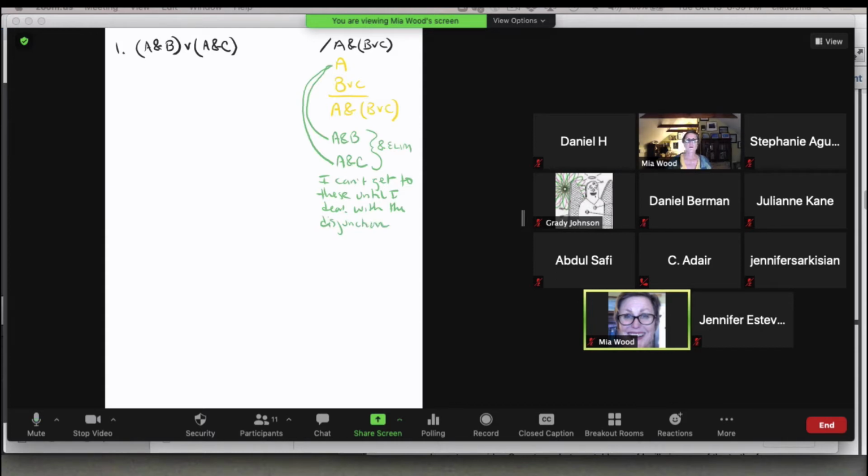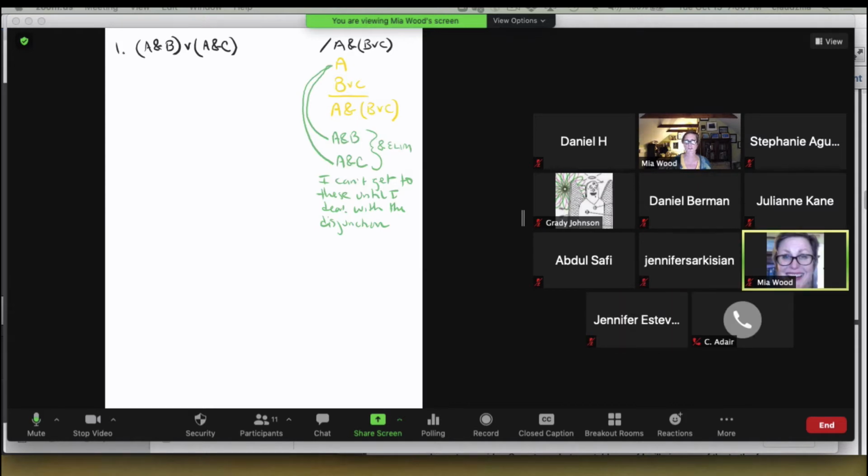right? So is my language making sense? You know what a main operator is? Is my language making sense? I can't get to the conjunction to eliminate what I want because the conjunction is nested in parentheticals on either side of a disjunction, right? How are we doing? What do we think?